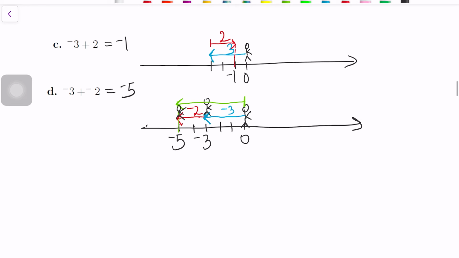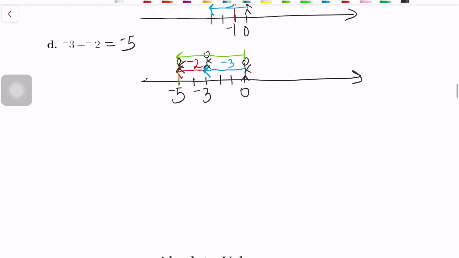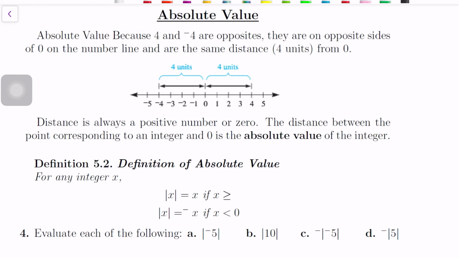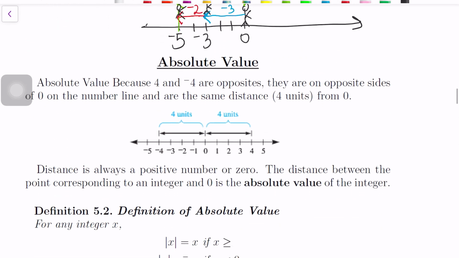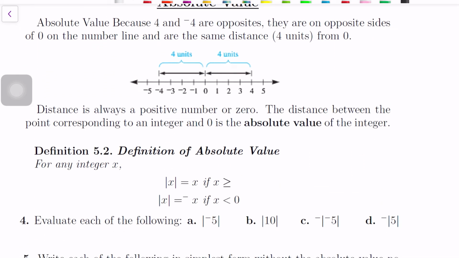Okay, so let's look now at the concept of absolute value. The absolute value of 4 and negative 4, which are opposites, will be the same because the absolute value represents the distance of the number to 0. If you think of negative 4 and positive 4, their distance to 0 is the same. They're 4, and that's going to be their absolute value.